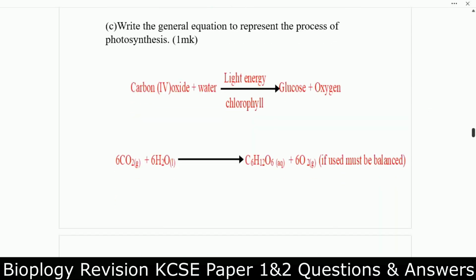You are told write the general equation to represent the process of photosynthesis. This one is also very common. Carbon dioxide plus water, then you put it under the light energy and the chlorophyll. What you get is glucose and oxygen, and you can see how these chemicals are written: carbon dioxide, water, and the products.